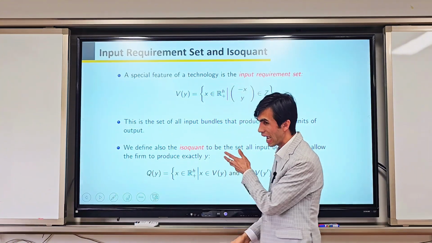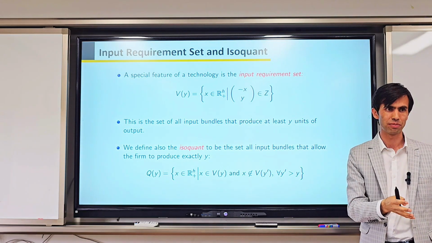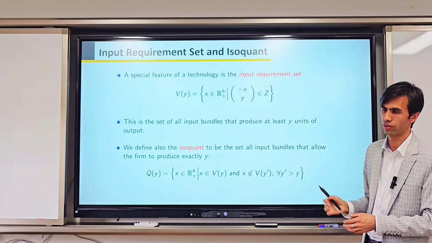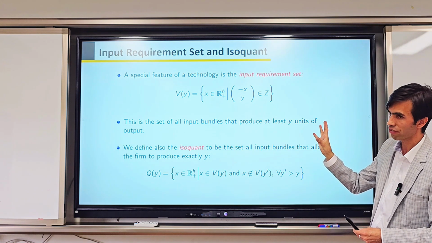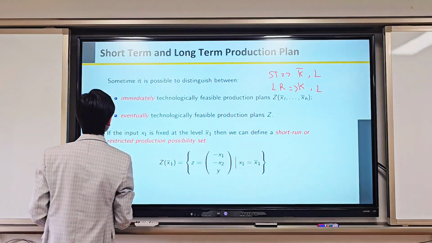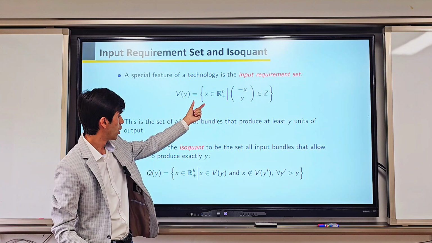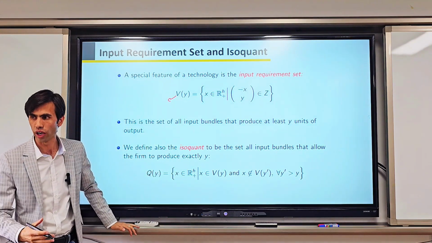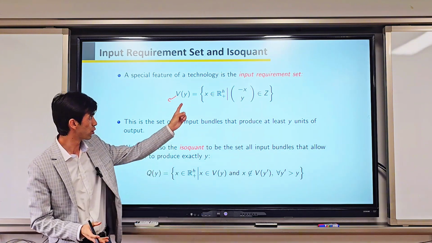Another thing that we have in our production theory as a basic concept is the input requirement set and the isoquant. What is the input requirement set? It's a special feature of a technology that we can show by using this set, which is V as a notation for the input requirement. V(y), what does it mean? The inputs that we are using to produce y.